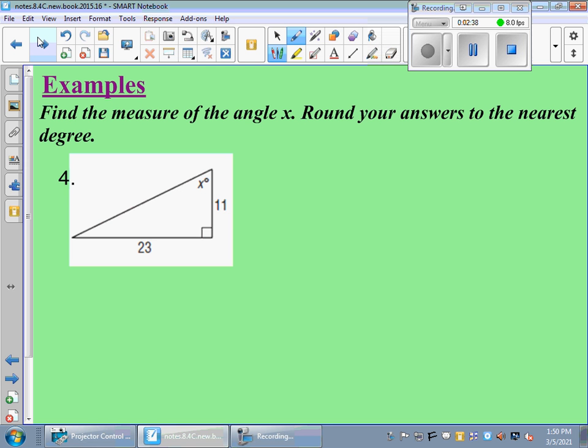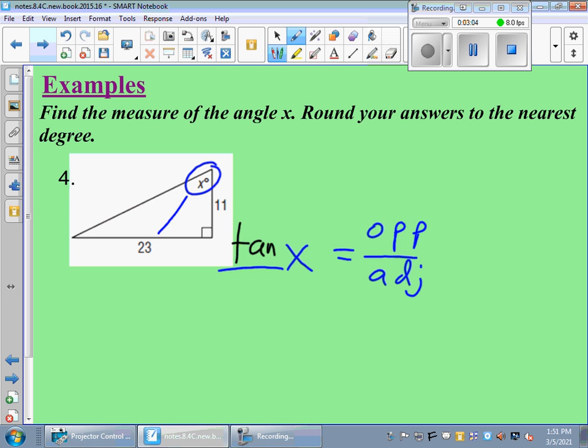So using the same steps we did in 8.4 A and B, we want x by itself. So what trig function of x equals, and what is the relationship between the sides, or what sides do they give us? They give us opposite over adjacent. So hopefully by now we've learned SOHCAHTOA, and we know that opposite over adjacent is going to be tangent. So we put in the word tangent here. So we can plug in tangent of x equals 23 over 11.